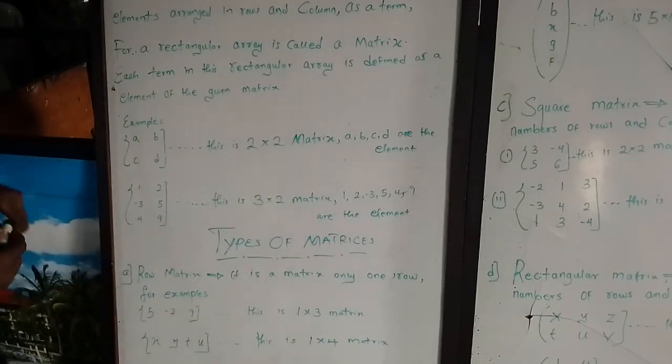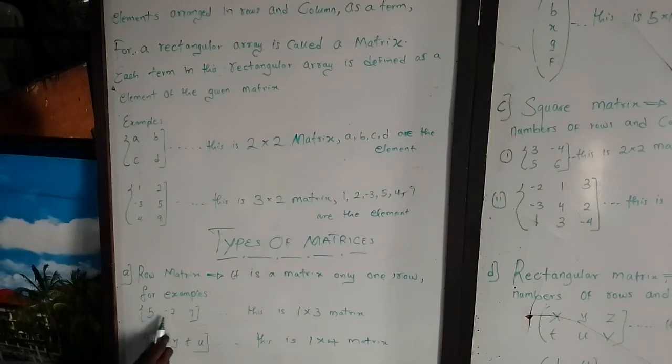Here is a row matrix where the elements are 5, minus 7 and 9. Then the second example is a 1 by 4 matrix, and the elements inside the row are X, Y, T, U. So let's move on to the column matrix.